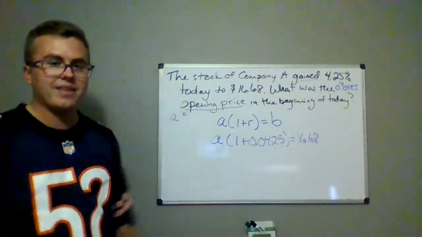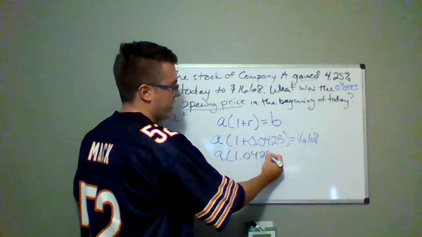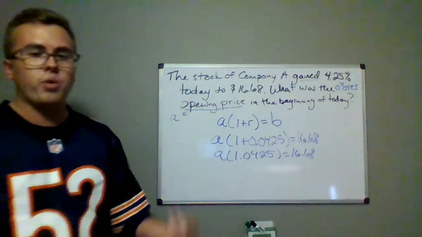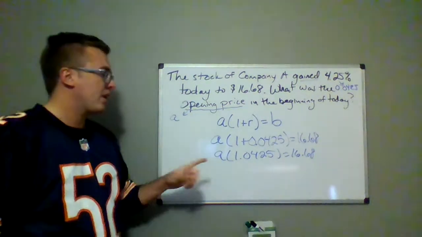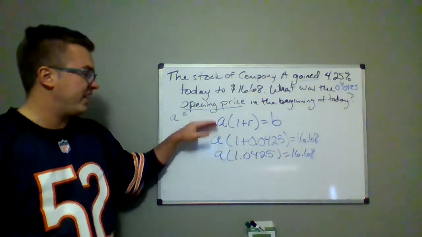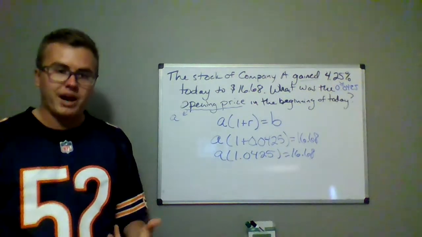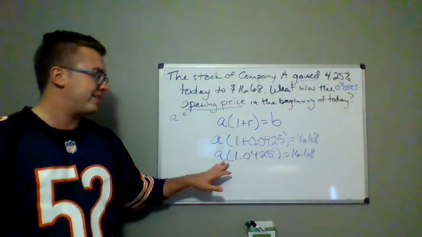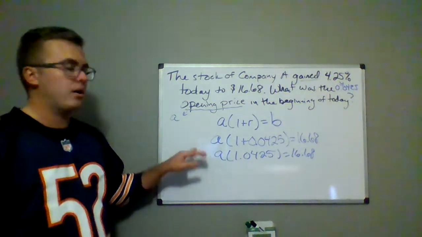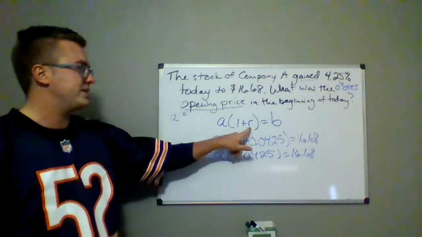First thing I'm going to do is I'm going to add these together. A times 1.0425 equals 16.68. Now, once you've practiced this a while, you'll be able to skip this step and just go right from here to here where you combine 1 and that rate as a decimal. Once you practice it enough, you'll get good at it. So if you don't do this step on your work, that's fine. But just in case, just so you figure out where that comes from, it's because it's 100% plus the rate as a decimal.